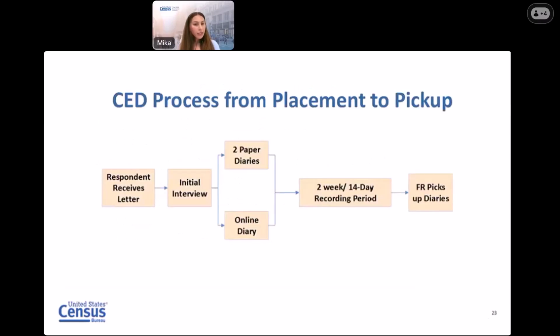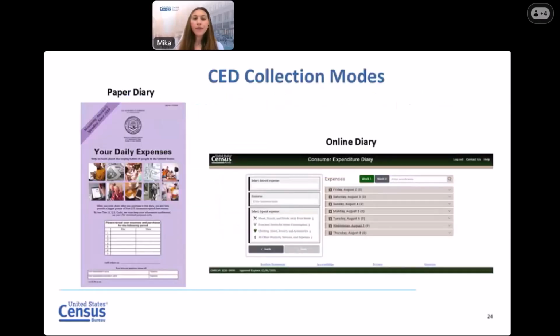And this diagram shows that the Diary Survey also starts with the respondent receiving a letter saying they were selected to participate in our survey. An initial interview is done, and in that interview, a diary is placed either in the paper version or the online version. The respondent will spend 14 days reporting all their expenditures, and then the field representative will return to pick up the diary and do a final closeout interview.